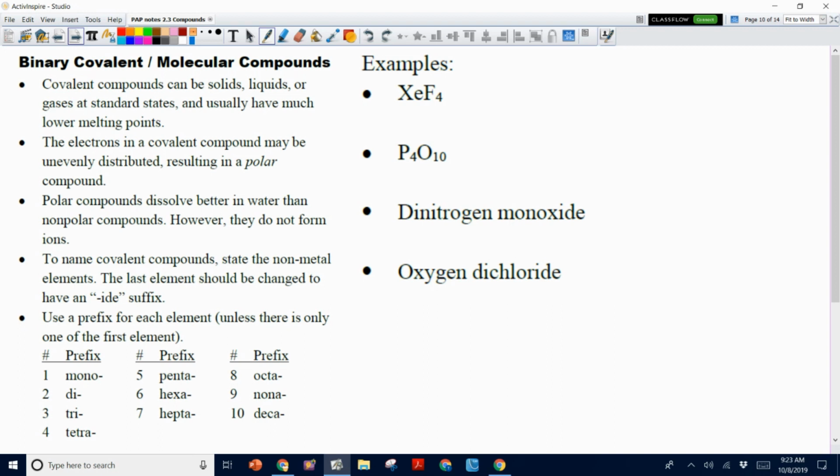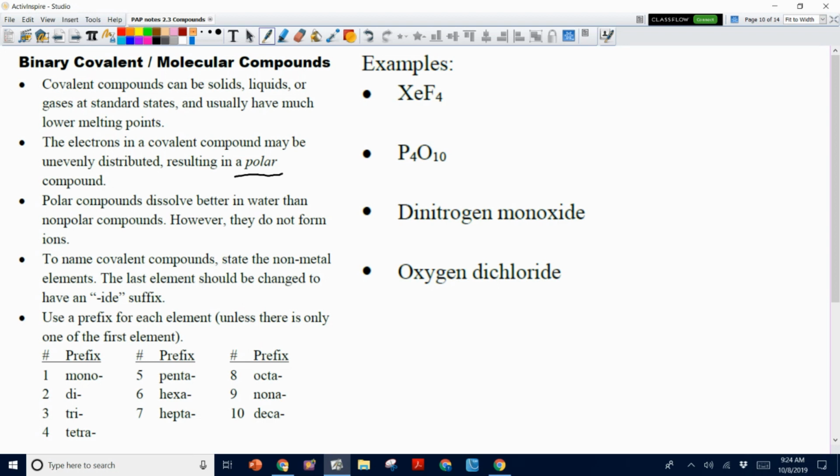All right, so covalent compounds can be solids, liquids, or gases in standard states and usually have much lower melting points. The electrons in a covalent compound may be unevenly distributed, which results in a polar compound. And we saw polar compounds when we did the chromatography lab. Polar compounds dissolve better in water than nonpolar compounds. However, they do not form ions. So they stay stuck together. They just dissolve amongst themselves, separate themselves like sugar.